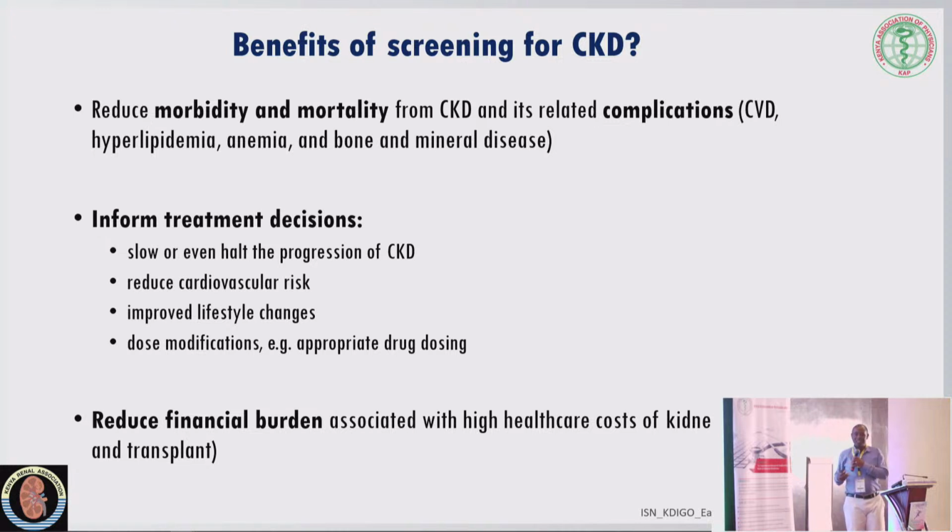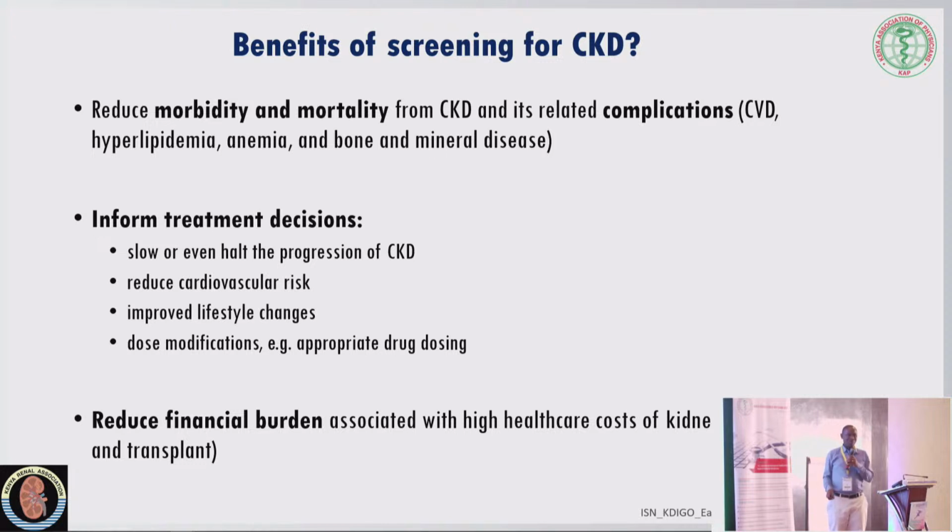What are therefore the benefits of screening? To reduce morbidity and mortality from CKD and its related complications. That's the main benefit. It also informs treatment decisions, how to slow or halt the progression of CKD, especially how to reduce cardiovascular disease risk, to improve lifestyles and dose modifications, for example, of medications where appropriate, especially for example, cancer medications have to be adjusted for kidney disease patients. And therefore, ultimately to reduce the financial burden, because it's cheaper to prevent kidney disease than to treat kidney disease.